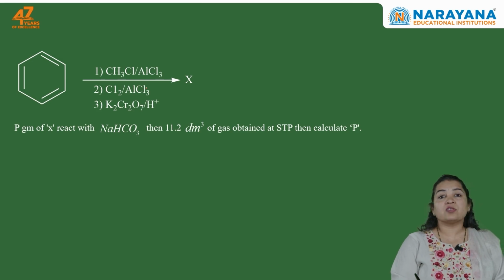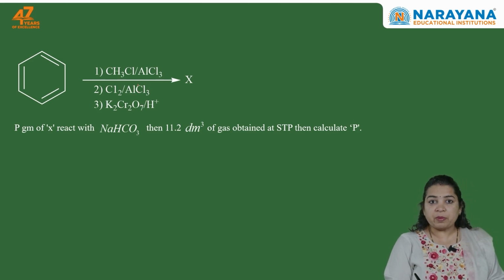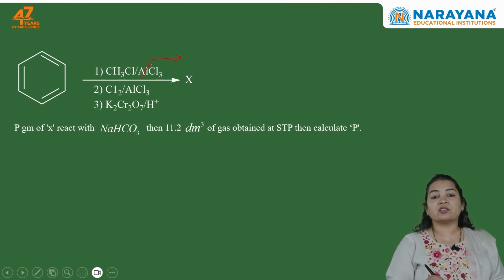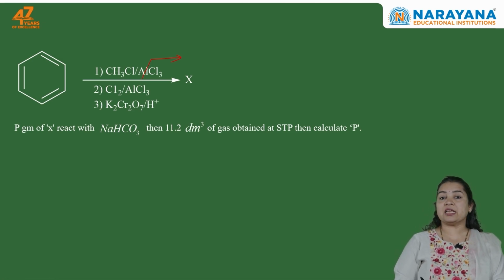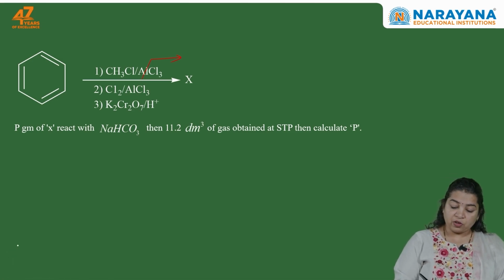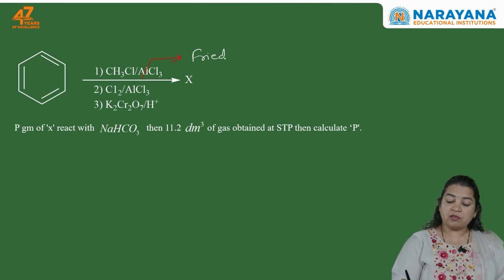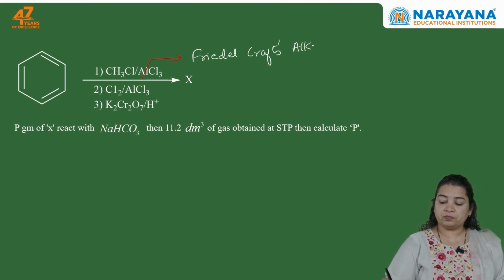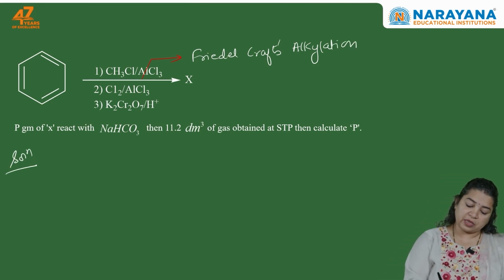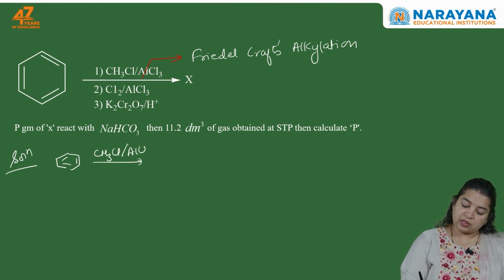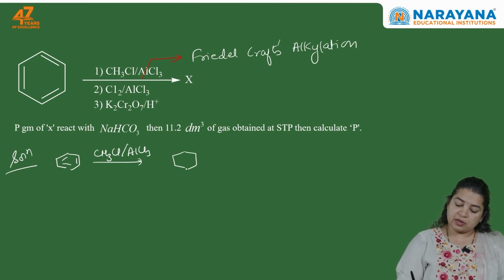Now, what is the first reaction? I hope all of you remember this particular first reaction, that is CH3Cl-AlCl3, a very well-known reaction, Friedel-Crafts alkylation. Right, this is Friedel-Crafts alkylation. Okay, so let's start making the solution. If it is benzene, CH3Cl-AlCl3 is given, then toluene is formed.